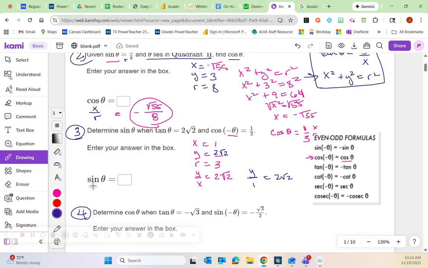And we are looking for sine. Sine is y over r. So y is going to be 2 square root of 2 over r is 3. And then that would be my answer for number 3.